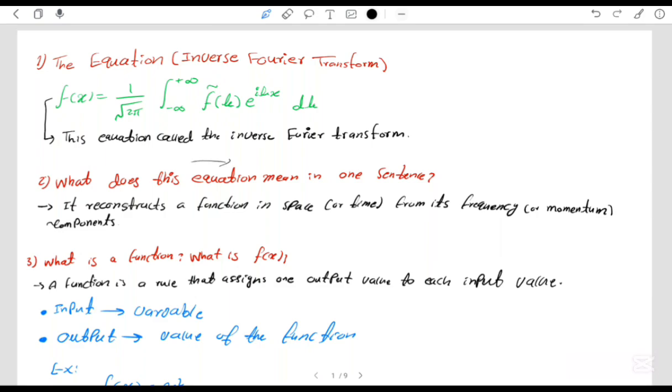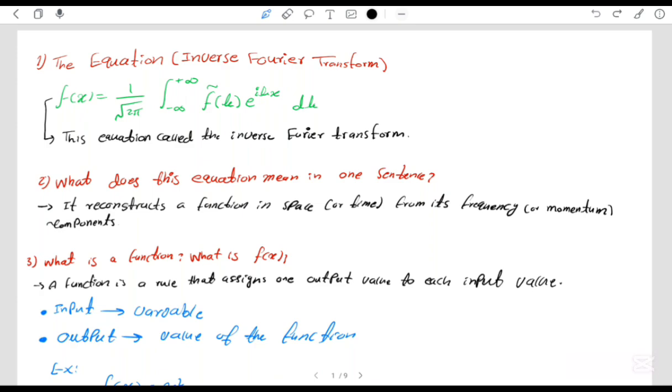What does this equation mean in one sentence? It reconstructs a function in space or time from its frequency or momentum components. What is a function? What is f of x? In this video specifically, I'm going to explain each part of this equation: f of x, the square root of 2 pi, the fraction, the integral, f tilde of k, e to the ikx, i, k, and x, dk, everything, right? Then you will understand one of the most important equations in quantum mechanics.